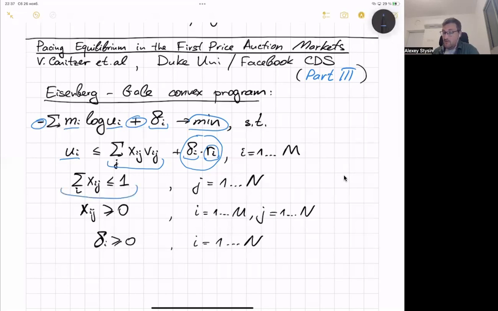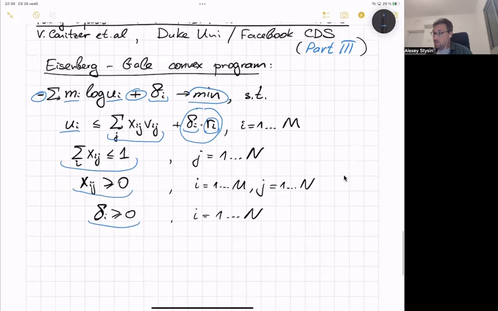Okay, so next thing is the no overselling constraint. For every item j, the sum of allocations of item j among agents should not exceed 1. Also, something that I actually missed in the previous video, we also need the condition that the allocations are non-negative. And finally, this variable that will be interpreted later as the remaining budget should also remain non-negative.